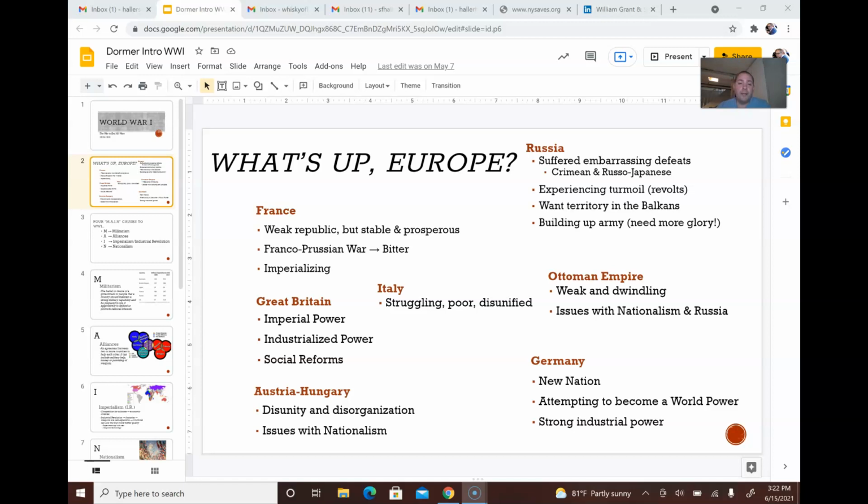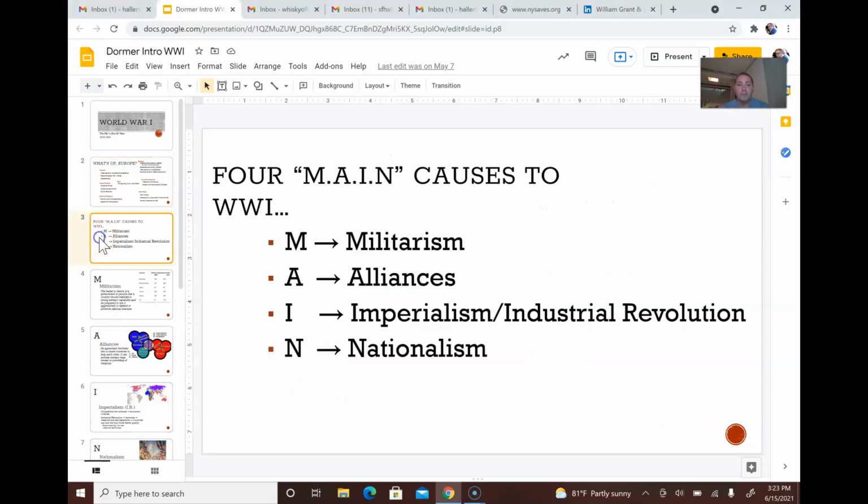When you look at places like France, Austria-Hungary, Italy, Russia, and the Ottoman Empire, their power is certainly much diminished relative to Germany and Britain. They're all pretty much disunified economically. They just cannot compete with Britain and Germany. So we have situations here that are going to be creating major problems.